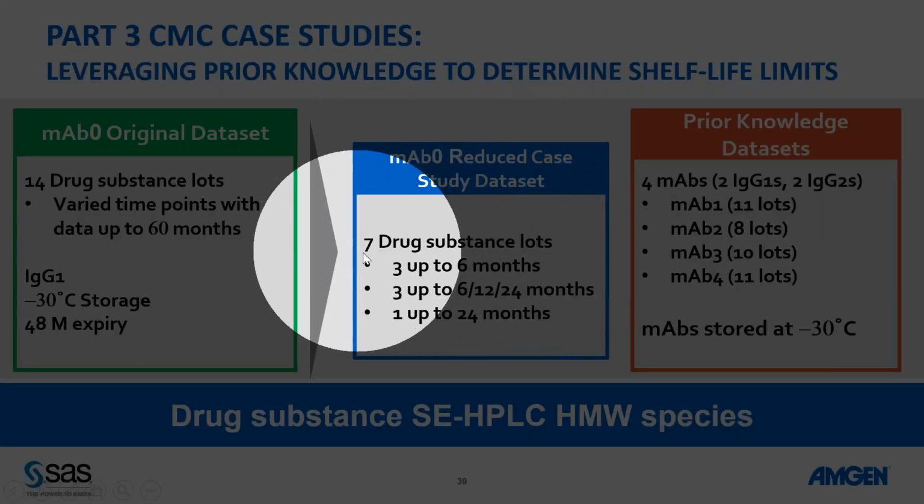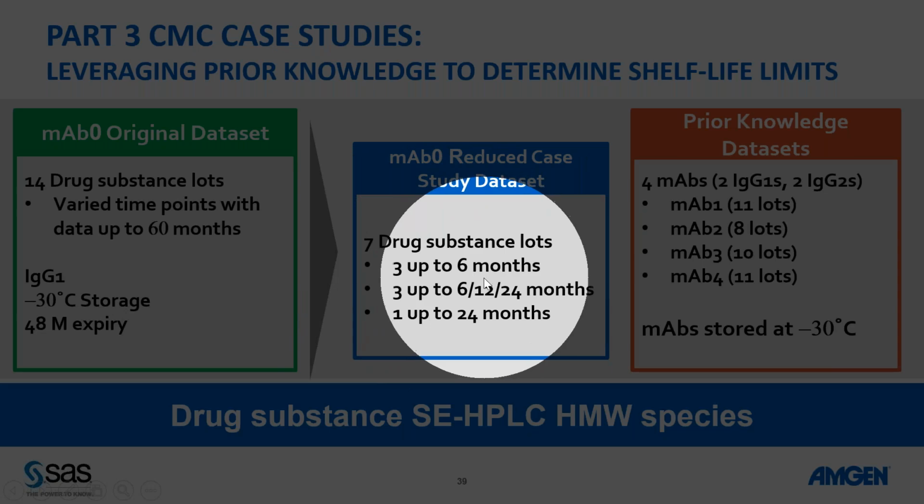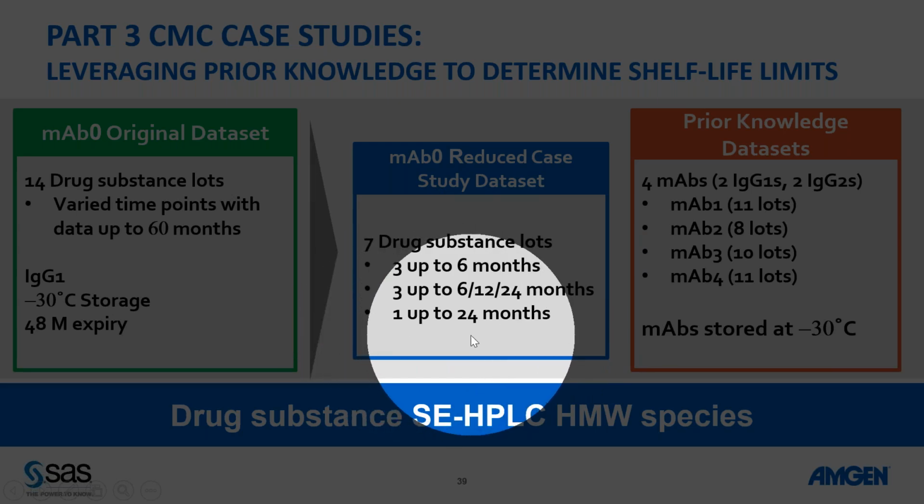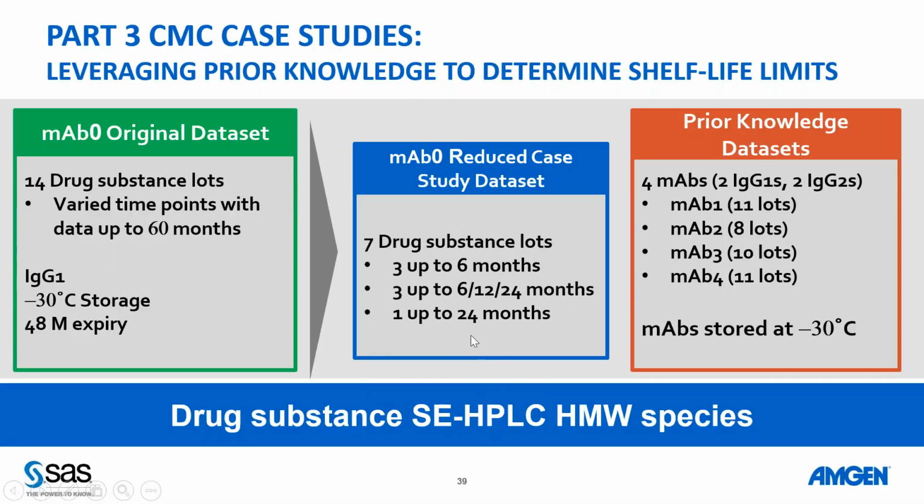So there were 7 lots selected: 3 lots had data to 6 months, 3 lots to 6, 12, and 24 months, and 1 lot up to 24 months. So notice it's not only that we only have 7 lots, we have limited time data. We want to predict to 48, which is twice that. And normally, for those familiar with the ICH Q1E guidance, we don't go past 12 months. But with the original data set, since we had that data, that was the expiry that was generated, so we needed to compare to that.